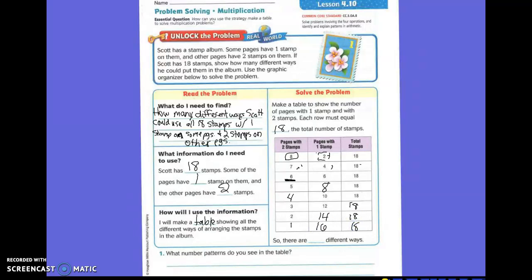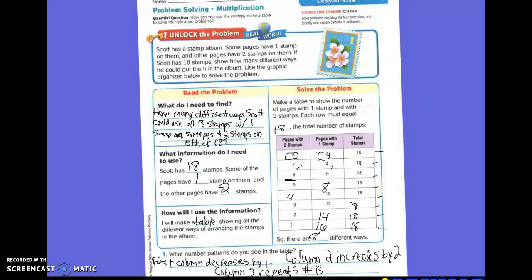So how many different ways can we make 18? 1, 2, 3, 4, 5, 6, 7, 8. 8 ways. What patterns do you see on the table? Okay, we said that the first column decreases by 1, the second column increases by 2, and column 3 repeats 18 all the way down. Go to the next page.